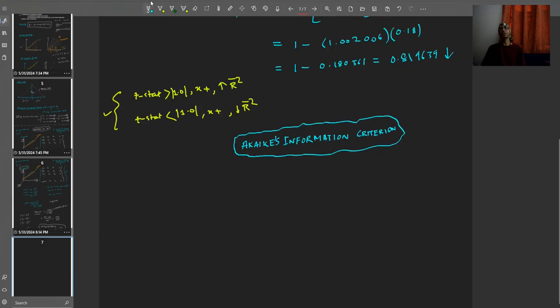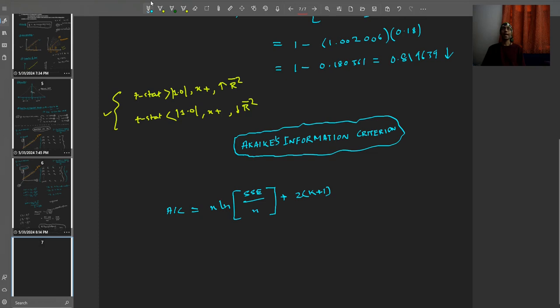Akaike's information criterion. This is named after its inventor, a statistician named Akaike. Now, what is the measurement method for this criterion? Akaike's information criterion, or AIC, is measured like this: n into natural log of (sum of squared error by n) plus 2 into (k plus 1).